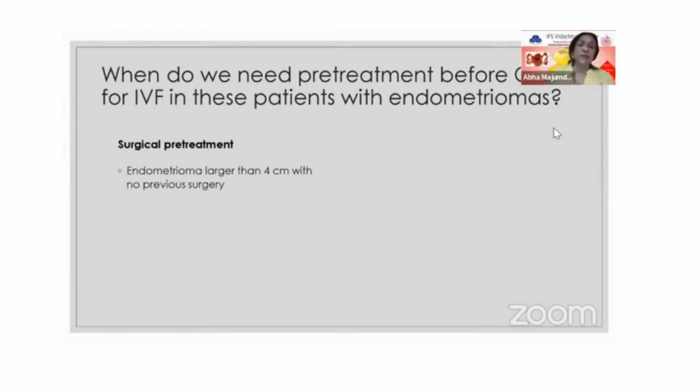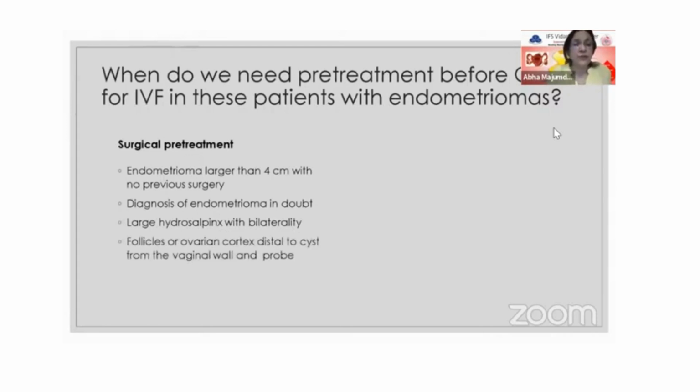So what are the pre-treatments? Well, it could be surgical and it could be medical. Now, we've been very nicely told that there's very little role left for surgical pre-treatment except in special circumstances. Which are they? If it is a large endometrioma, larger than 4 centimeters in diameter. This is not the volume, this is the diameter. And she's had no previous surgery, then it is best to probably operate it. Or if the diagnosis of endometrioma is in doubt, we think it could be a tumor condition for the ovary, or there are large hydrosalpinx, and that also bilateral hydrosalpinx, then it is good to go in with a laparoscope into the patient.